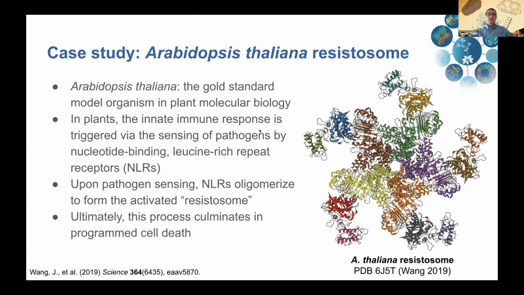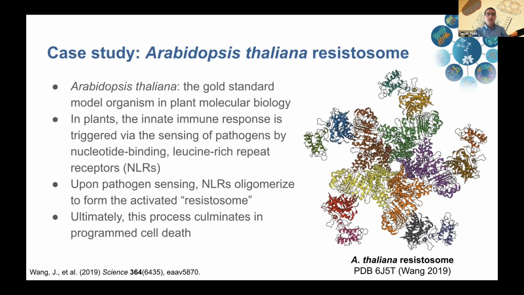So now as we begin to enter the tutorial part of the talk, let me begin by first introducing the case study that we'll be focusing on, and that is of the Arabidopsis thaliana resistosome. Arabidopsis thaliana is the gold standard model organism in plant molecular biology. I'm sure that all of you at some point in your studies or career have come across Arabidopsis in your textbooks or your research. And the reason for that is because it's such a well-studied and extensively characterized organism.